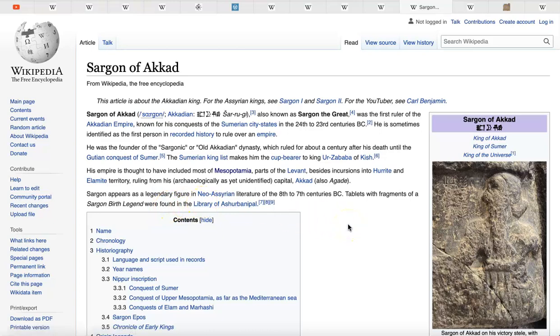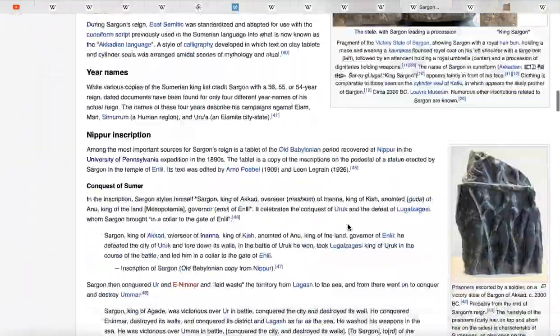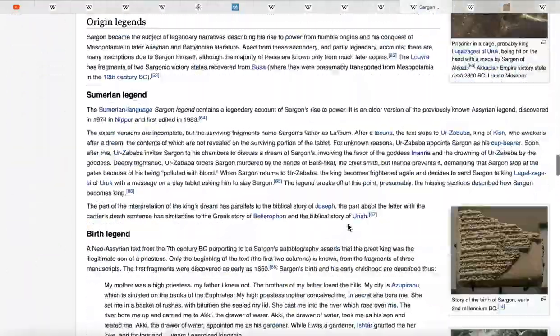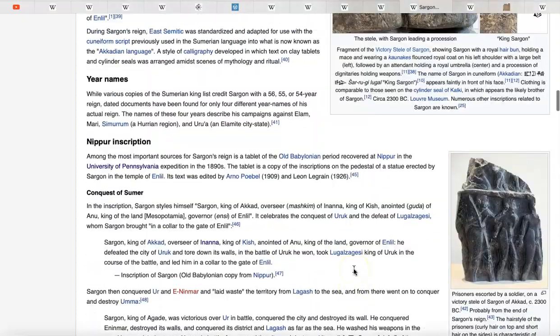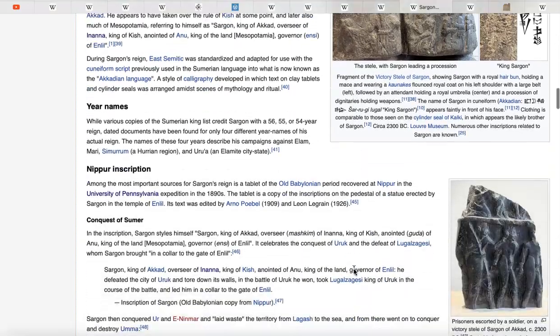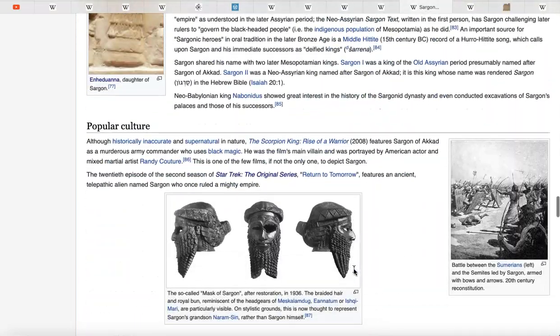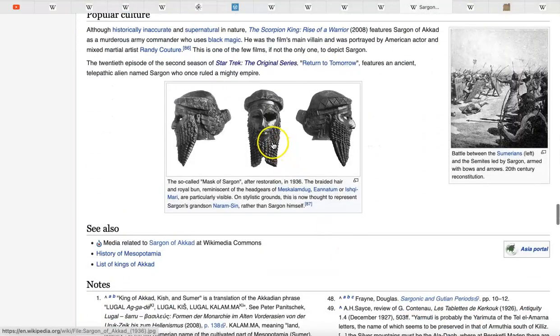Okay, it's getting complicated, isn't it? I'll scroll down because you might not recognize any of these images. You probably don't, as a matter of fact, recognize any of these images, but look at this one. This is one that you've probably seen all over the place, this thing down here, the so-called Mask of Sargon, after restoration in 1936.